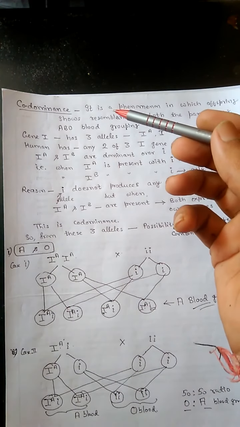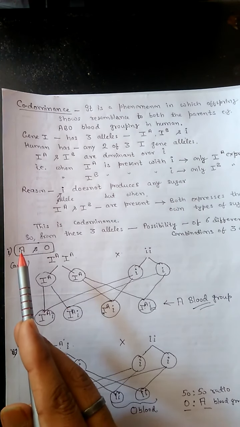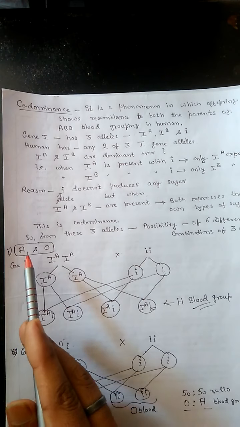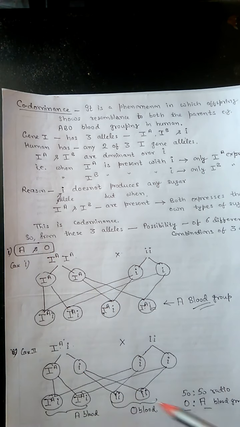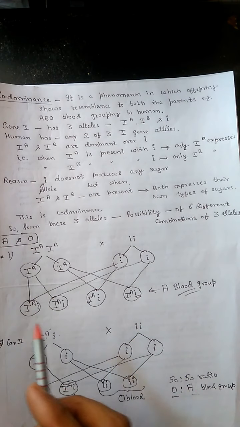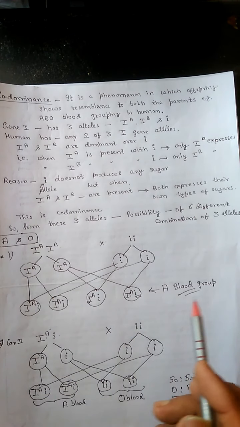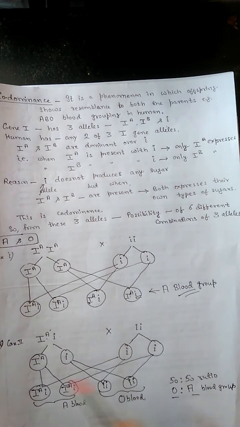As we have seen with codominance, there are different cases of crossing between a parent of A blood group and a parent of O blood group. This is case 1 and case 2. In case 1, we obtained all individuals with the A blood group, as the i gene was recessive, while in the second case we obtained O blood group and A blood group in a 50-50 ratio. Let us take one more example.